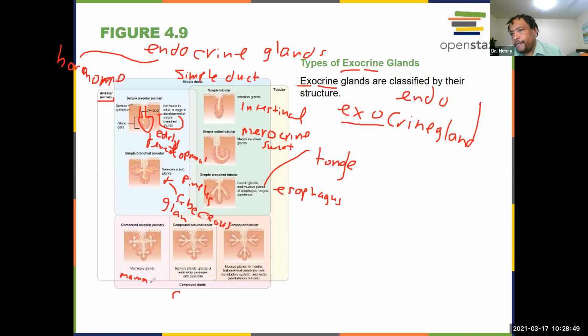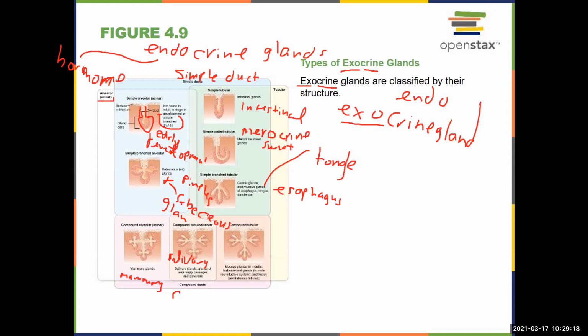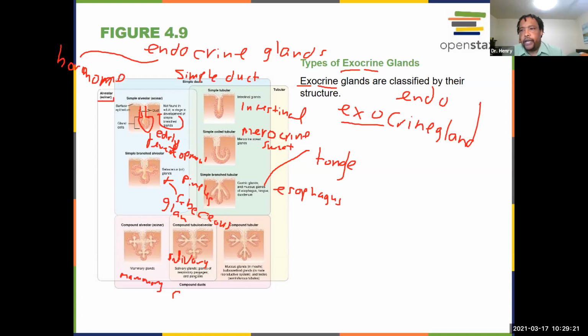Mammary. These are salivary glands and the respiratory passage. So basically our saliva along our not our esophagus, but our respiratory tracts, and then our pancreas. And then these guys are basically our mucosal glands in the mouth.